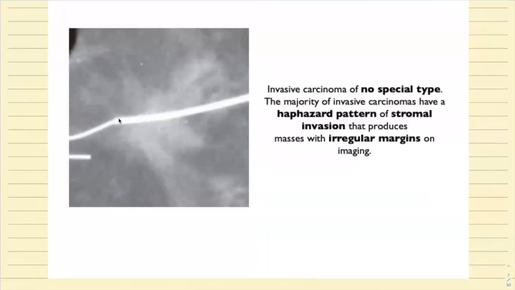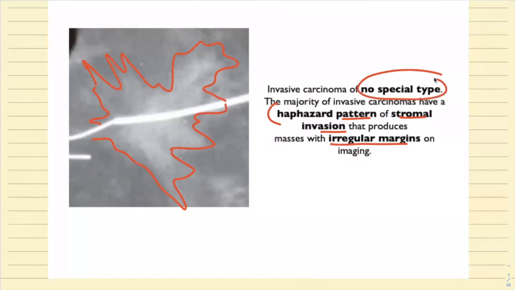So this is the very important mammography pattern. Can everyone appreciate? Can you see the outline of this calcification or this desmoplasia that is there? Is it well circumscribed? No, it is not well circumscribed. Irregular margin. There is a haphazard pattern of stromal invasion with irregular margins on imaging. This is your invasive carcinoma of no special type, the NST variety.